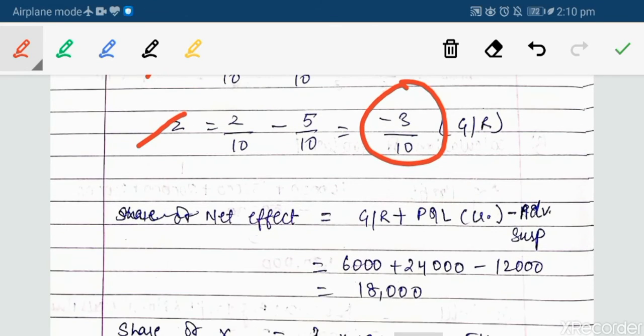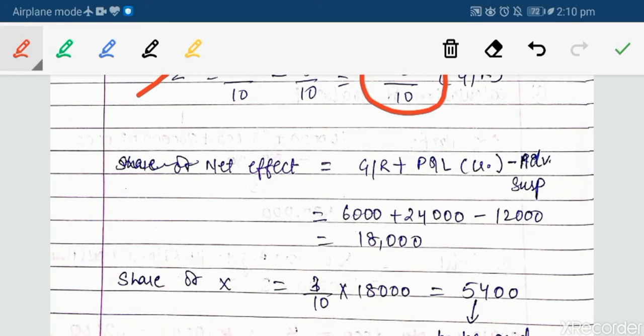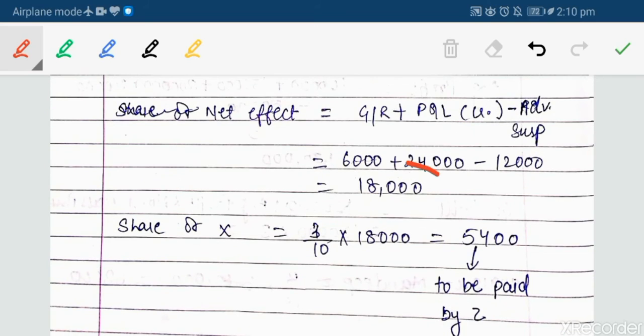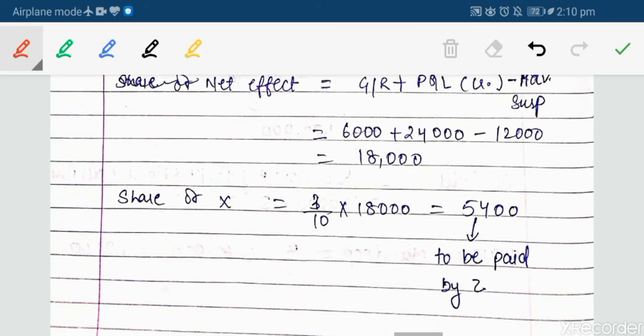Now we have to find out the net effect of the accumulated profits and losses. General reserve we have been given as 6,000, plus we have to add the profit and loss account because the credit balance is there. If the available balance in profit and loss account is debit, that means it is a loss, and the loss is to be subtracted. Then there is the advertisement suspense account. So the total comes to 18,000.